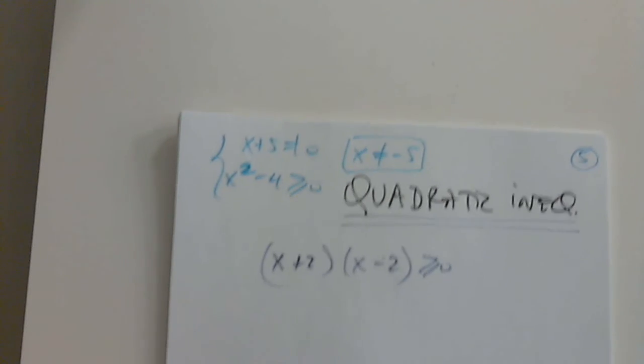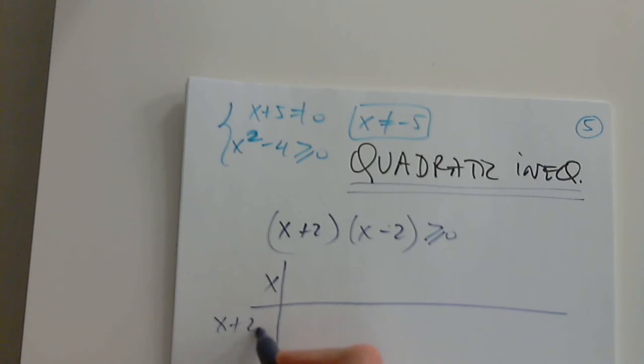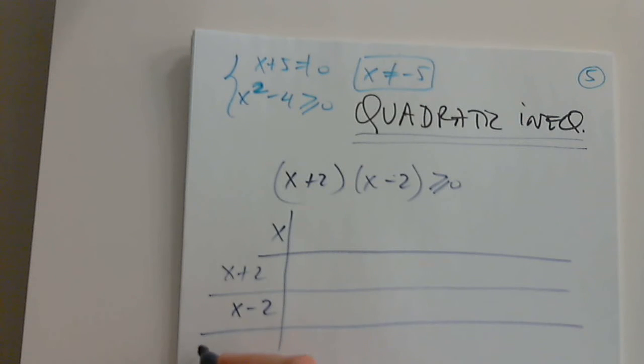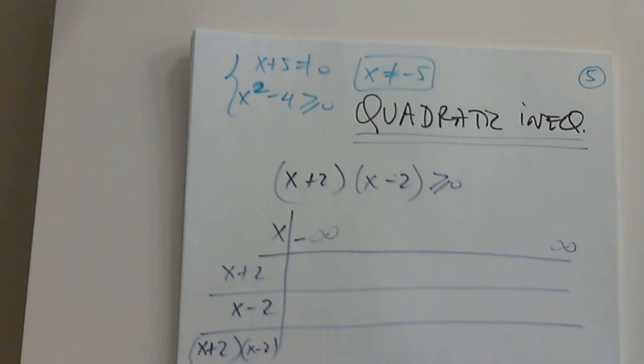I like to use a little table. You don't have to use this table if you don't like it. But I like to use the table and study the sign of each expression. But what I'm really interested in is the sign of the product. X is the variable in the problem, and it can be anything between negative infinity and infinity. Now, at the top, I only need 2 numbers. Where this quantity is 0, that's one number, and where this quantity is 0, that's the second number, nothing else.